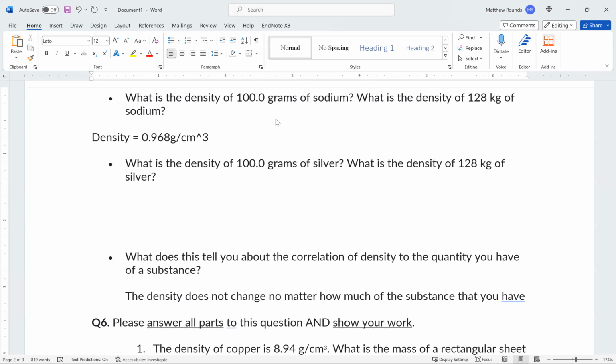Let me give you that link. I'll put that in the chat here. I want you to look up the density of silver. Silver is Ag. Okay, cool. Go to Ag in that table and scroll down to find the density. For silver, it says 10,490 kilograms per meter cubed. We're going to use grams per centimeter cubed, so it's 10.49 on this one. So 10.49 grams per centimeter cubed.